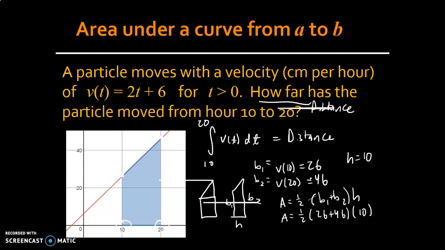And if we work that all the way out, we should get a value, I don't remember off the top of my head. Okay, let's do some math real quick. 52, 72, half of that is 36, times 10. Should be 360. So 360, and again, it would be centimeters because we've multiplied centimeters per hour times hours.